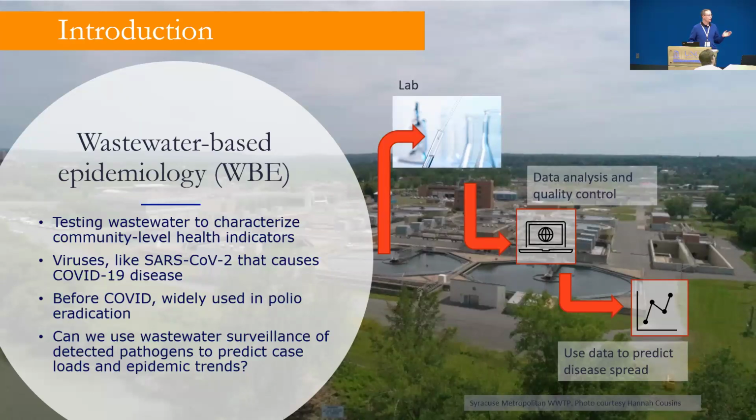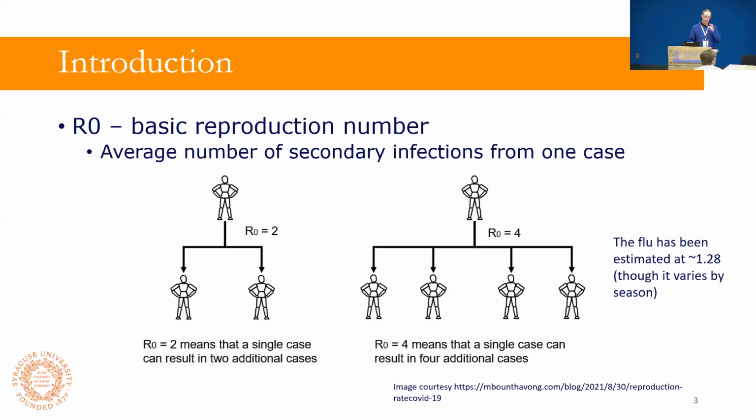Just another thing to note is that this has become very common in public health practice since COVID-19, but it's actually been around for decades. It's been widely used around the world for polio eradication. So it's not a new science, but it's much more prevalent in the public mindset these days. My focus today is looking at whether we can use wastewater surveillance to predict epidemic trends. COVID is the case study, but it has a lot of applications beyond COVID.